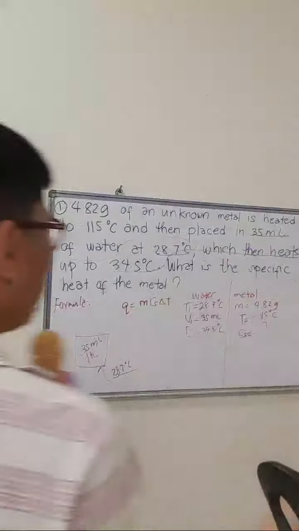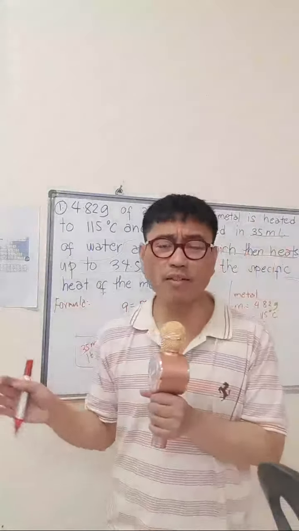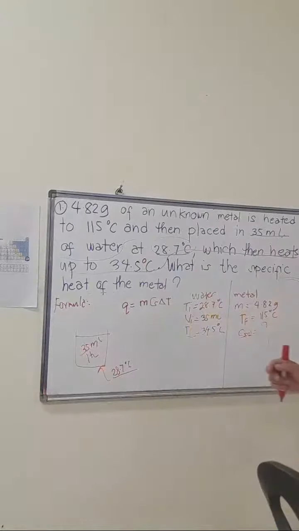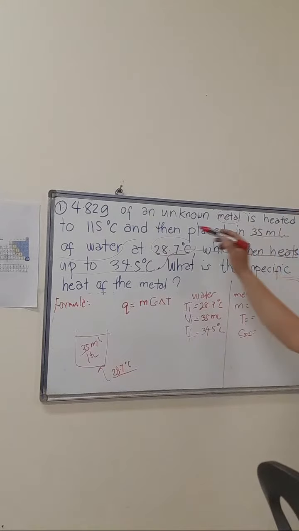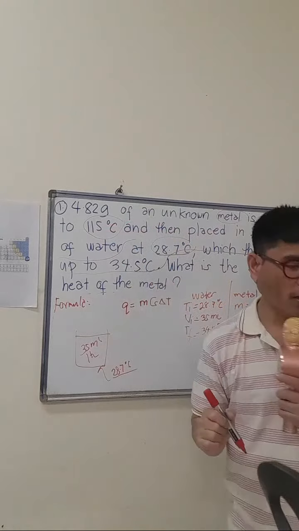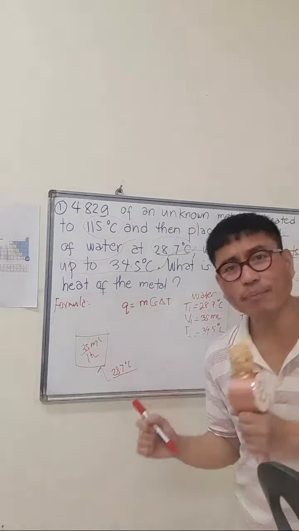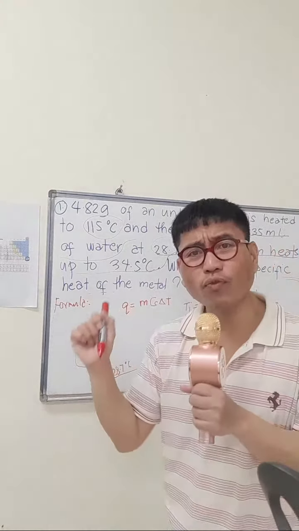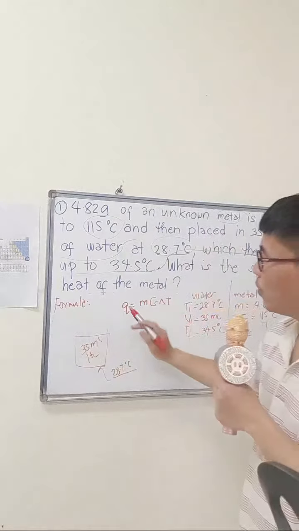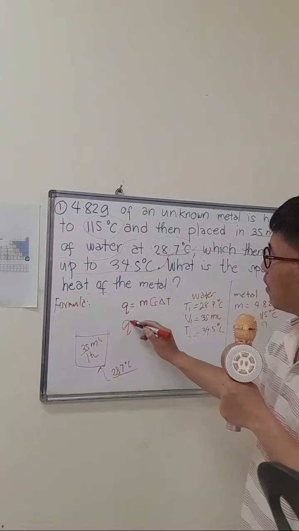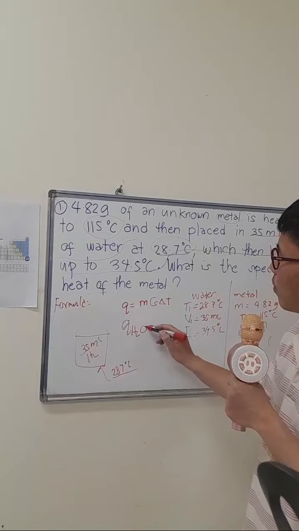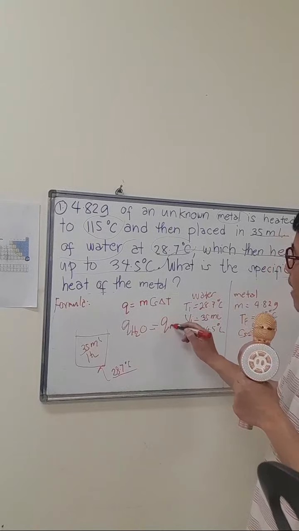Now solve individually the heat. So basically, heat absorbed is equal to the heat released. So we need to say the heat absorbed by the water from the metal. Why? Because the metal has a higher temperature, which is 115 degrees Celsius. So the heat absorbed by the water from the metal: Q of H2O is equal to the Q of the metal.